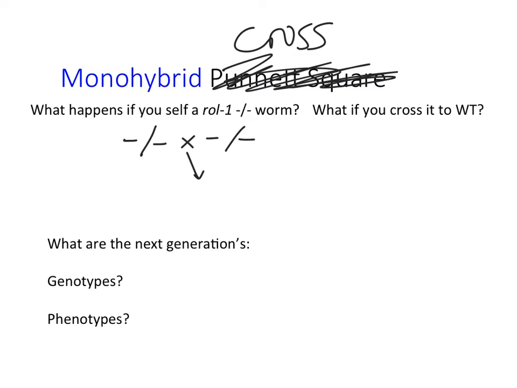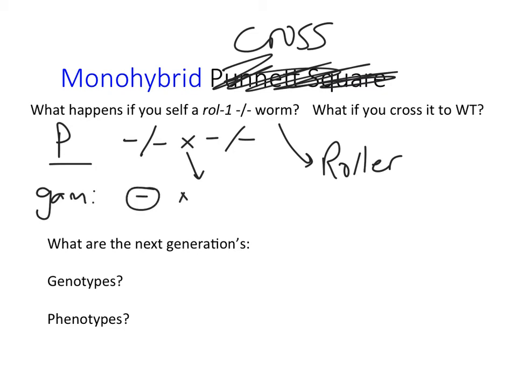So please predict. This is all about transmission genetics, Mendelian genetics. Please predict, what are the next generation's genotypes and phenotypes going to be? This is a worm with a roller phenotype. It's the corkscrew worm. You self it. What are all of the genotypes of its offspring? This is the P generation parent. Its gametes are all going to be minus crossed with minus. You've told me this before.